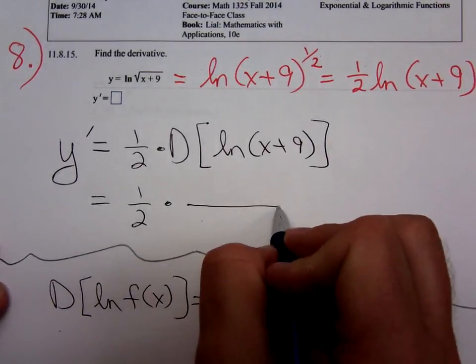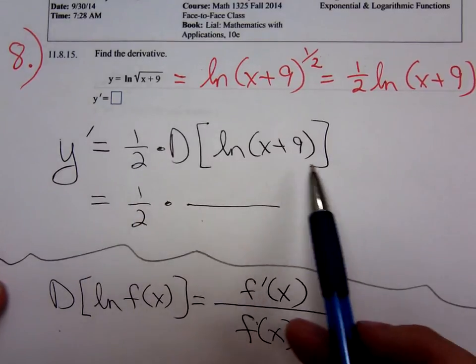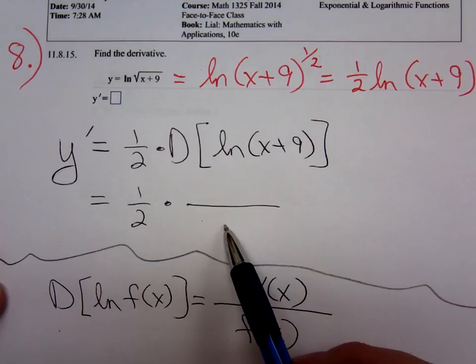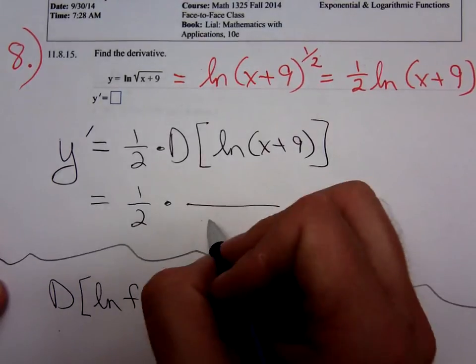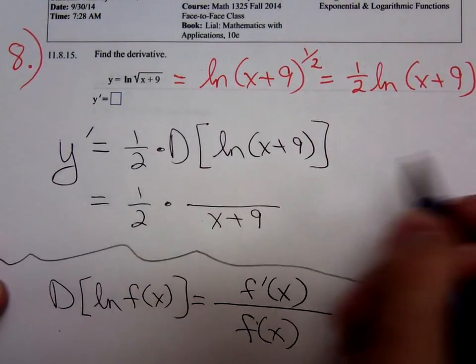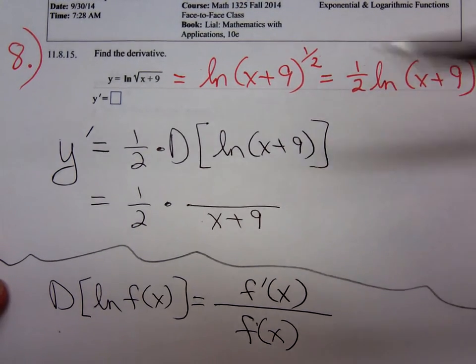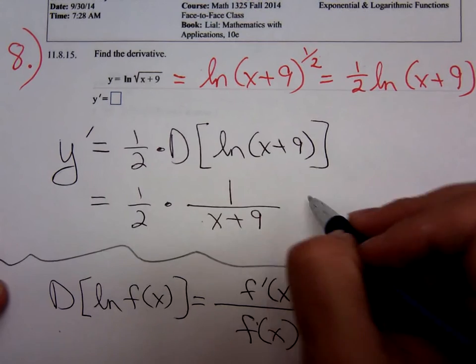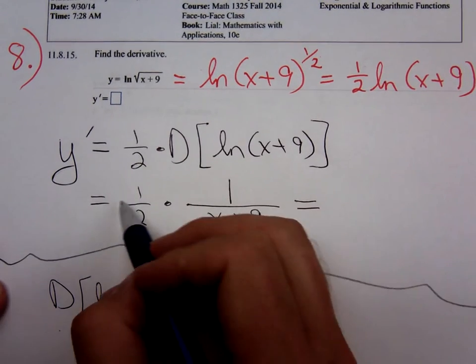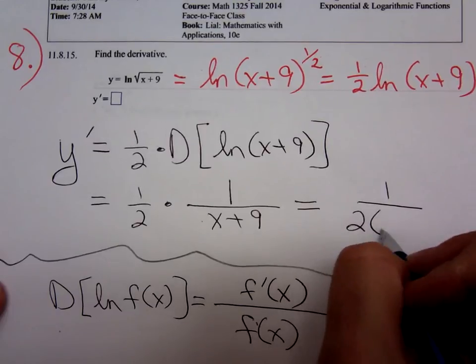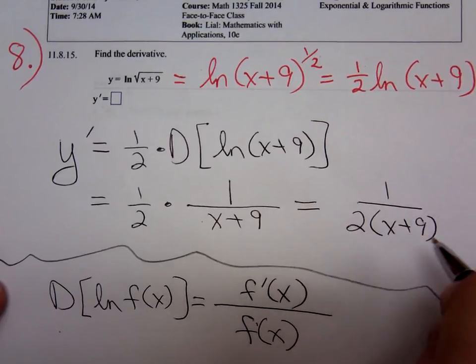here's the fraction bar. What's going to go down here? We're differentiating the natural log of x plus 9. What's going to go on the bottom? x plus 9. What's going to go on top? The derivative of x plus 9 is just a 1. And we can rewrite that. 1 times 1/2 is 1 over, I'd write it as 2 times the binomial x plus 9.